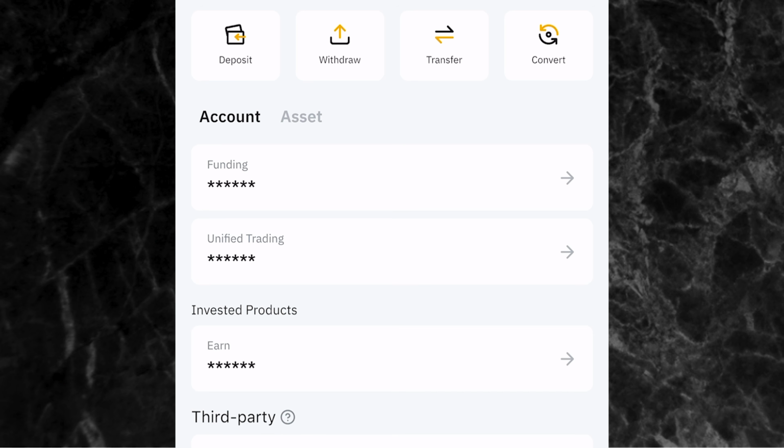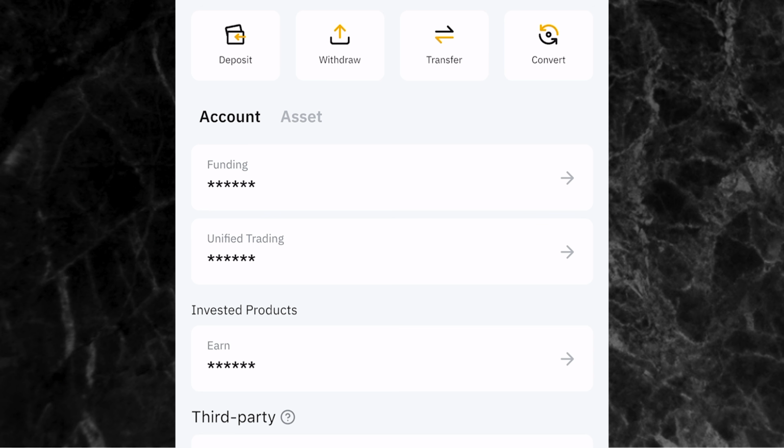Now, right here, you can see you have different accounts. You have your funding account and you have your unified trading account. Now, in case you want to do futures trading or spot trading or maybe copy trading or maybe trading bot, the money you want to use to do that must be in your unified trading account. So that is why I said the first thing if you want to do futures trading on Bybit is to make sure you have your USDT in your unified trading account.